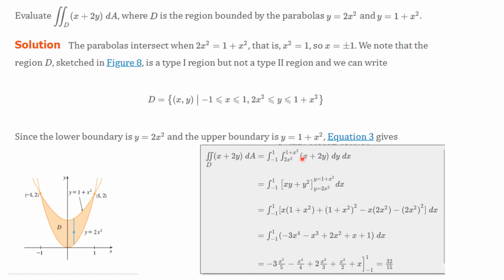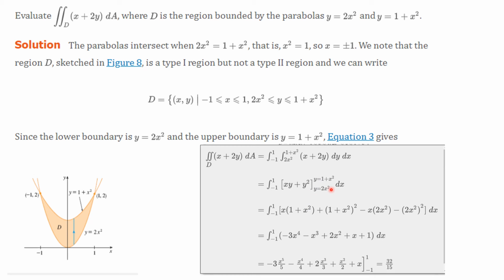And then I evaluate this as an iterated integral. So what I'm going to do is the integral inside first with respect to y, treating x as a constant. When I do that, I get, as my antiderivative, xy plus y squared. And I have to evaluate this using the fundamental theorem of calculus, a top limit of 1 plus x squared and a bottom limit of 2x squared. So I leave this integral from -1 to 1 here and the dx here, but then I plug these in and simplify and see what I get.